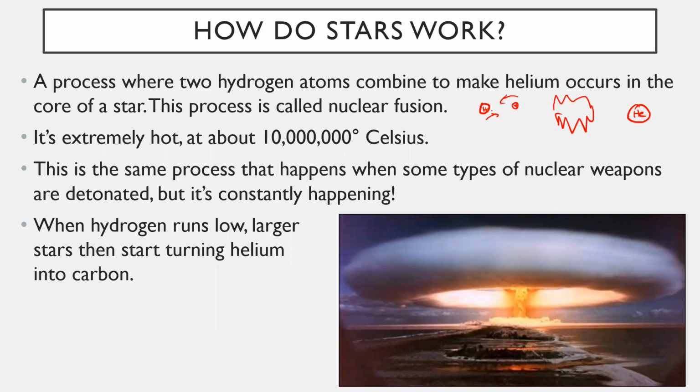It's where two hydrogen atoms are pressed together with so much force that they fuse together to form helium. Nuclear fusion is an extremely hot process, about 10 million degrees Celsius. It happens right in the core of a star. And believe it or not, this is the exact same process that happens when some types of nuclear weapons are detonated, except on a star, of course, this is happening constantly in the core.